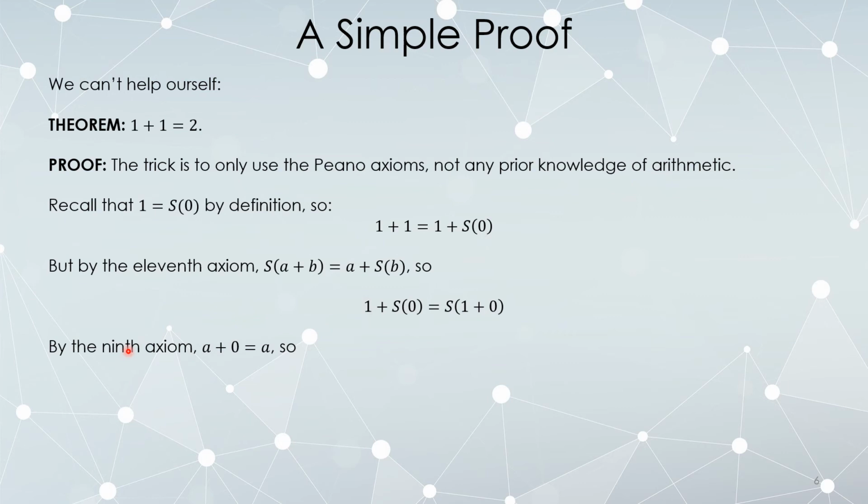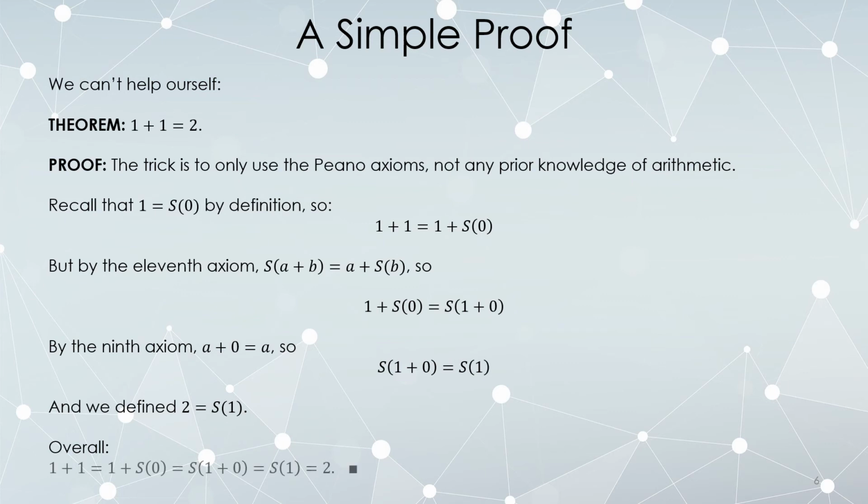The 9th axiom, however, said that for any number, a plus 0 equals a. So in here, we have 1 plus 0. 1 plus 0 must equal 1 by the 9th axiom. Okay, so s of 1 plus 0, the successor of 1 plus 0, must be the same thing as the successor of 1. And we defined 2 to be the successor of 1. So only using the axioms and no prior knowledge, here's what we were able to put together.